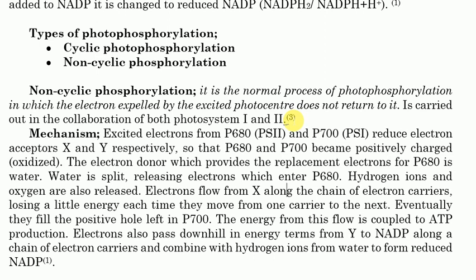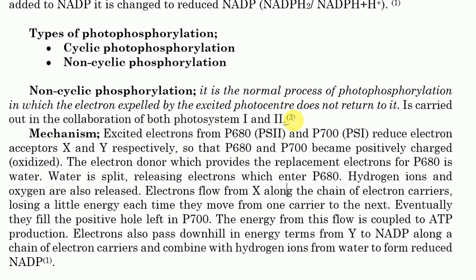The electron donor which provides the replacement electrons for photosystem 2 is water. Water is split, releasing electrons into photosystem 2. Hydrogen ions and oxygen are released. The hydrogen ion goes to reduce NADP, and the oxygen is released as the byproduct of photosynthesis. Oxygen is just released out of the plant as the byproduct. Hydrogen is used to reduce NADP.